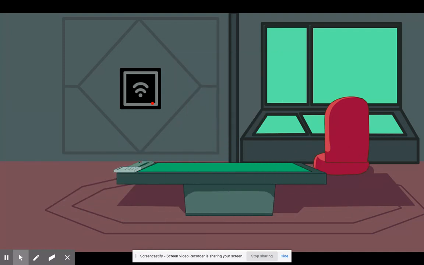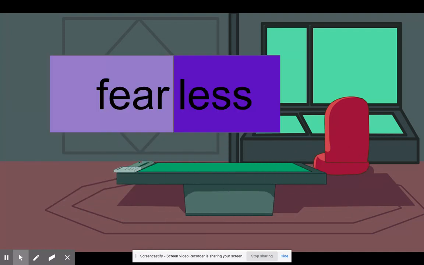Then let's look at another example here. Fearless. We know what fear means. It's another word for scare, right? Well, if you add the suffix less on the end of that word, to be fearless means to be without fear. How many of you out there are fearless?